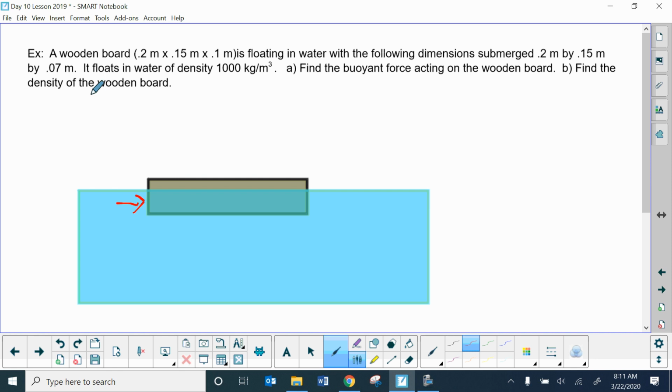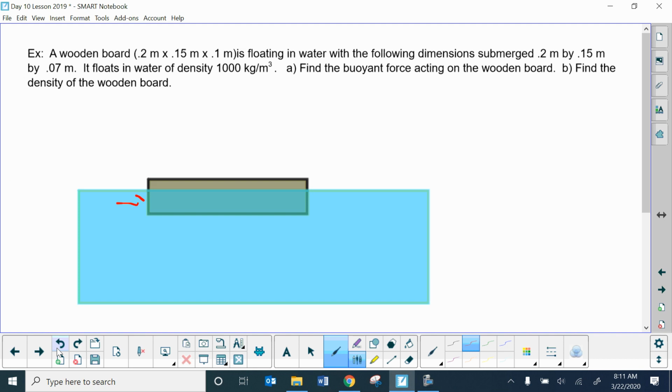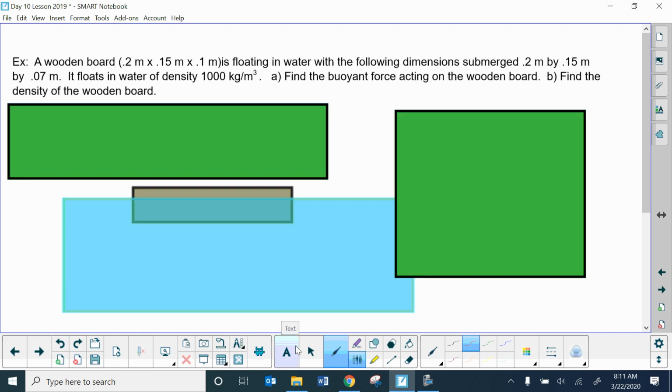It floats in the water, density 1,000 kilograms per meter cubed, because that's the density of water. We're going to find the buoyant force acting on the wooden board first, so we're going to figure out how much the water or fluid is actually pushing up on the board. And then finally, we're going to find the density of that wooden board, which is an extension of this problem. I already have it worked out over here. It's the same kind of ideas. I have the work underneath the green arrow.